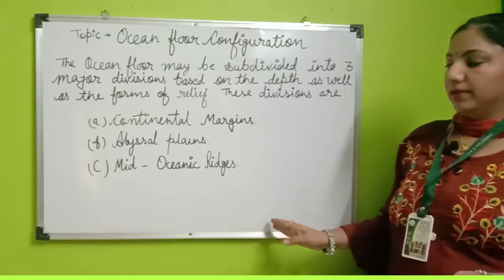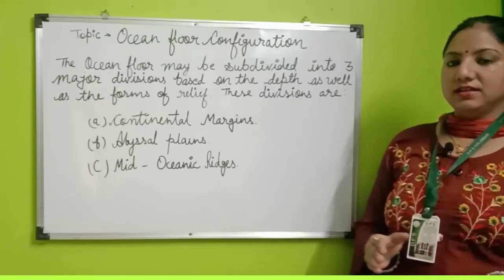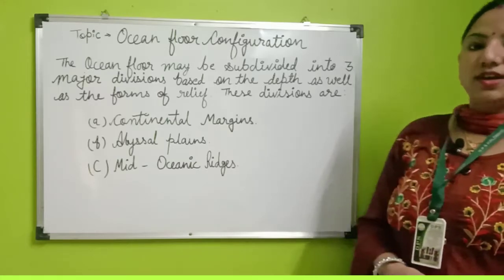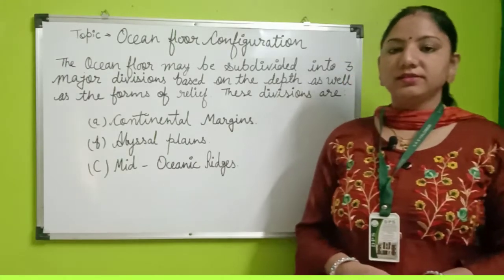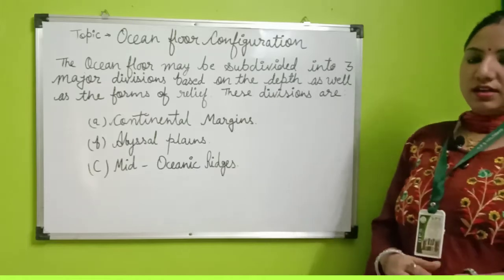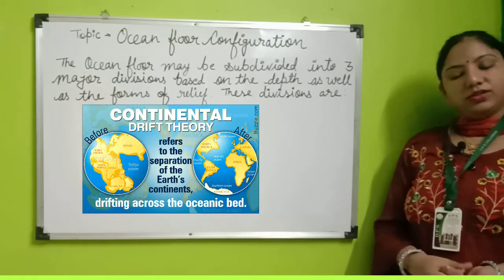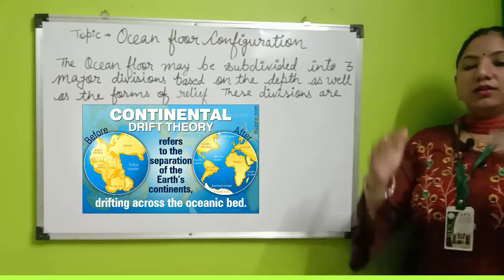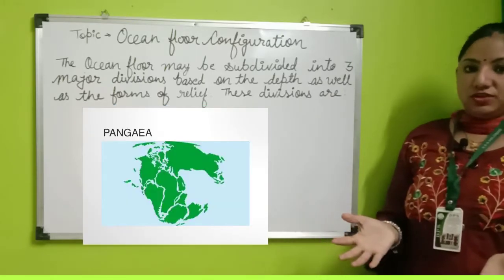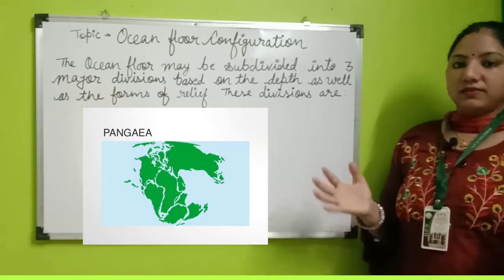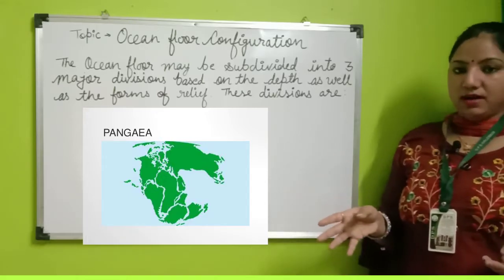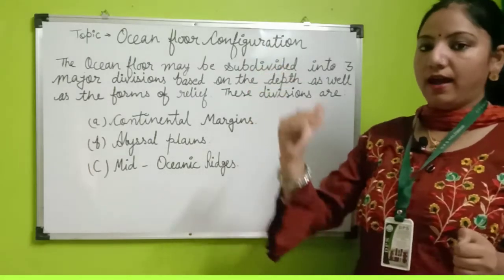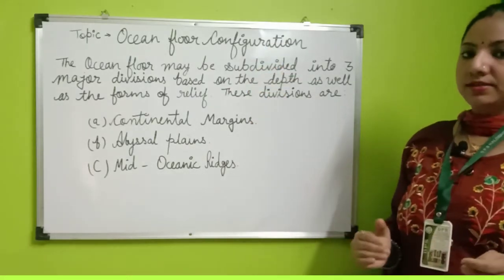So in our last video we have studied about the formation of continents, in which we have studied Wegener's theory. In that study, we have studied about continental drift, and we have also studied how the supercontinent Pangea was divided into two major parts. These were Laurasia, the northern part, and Gondwana, the southern part.